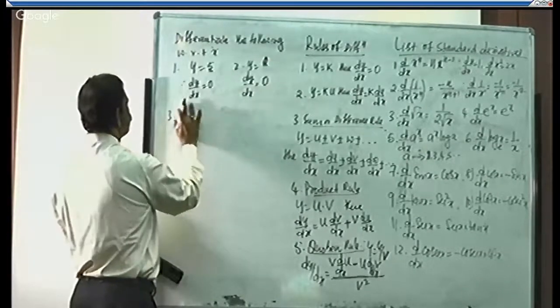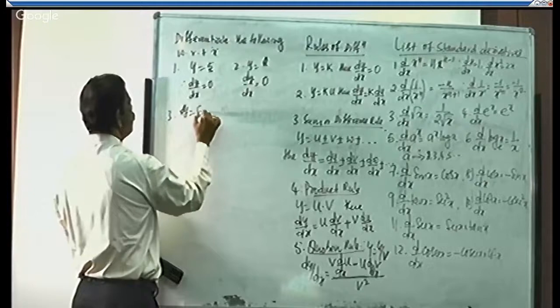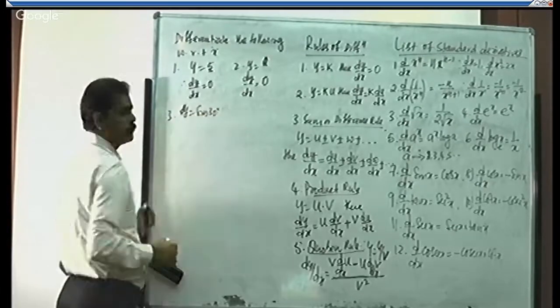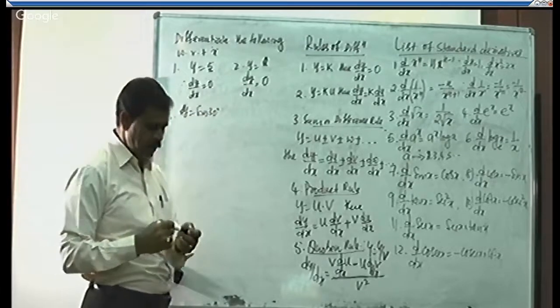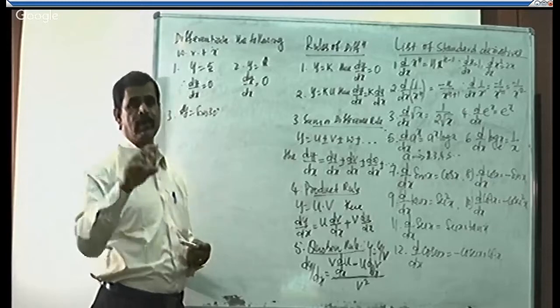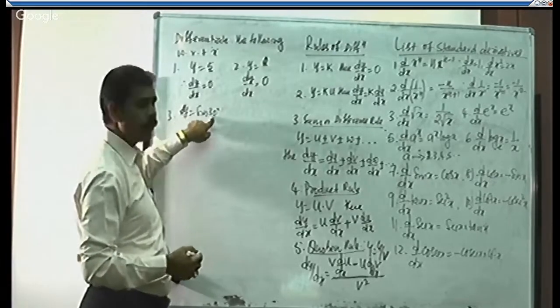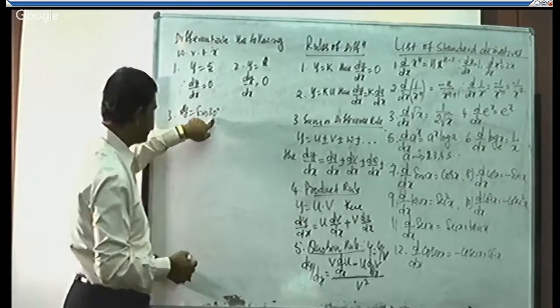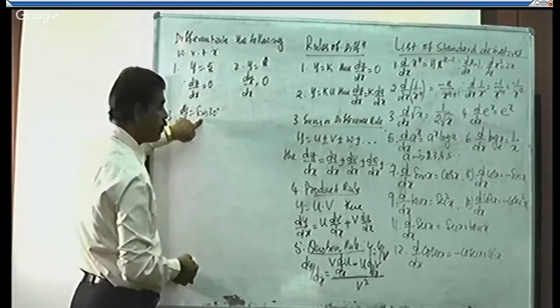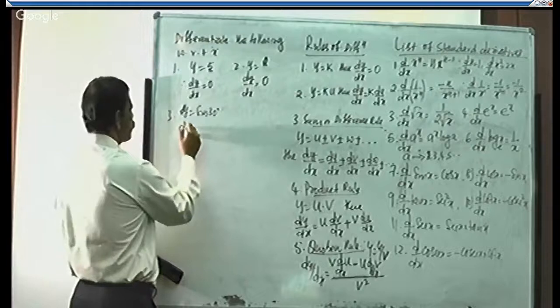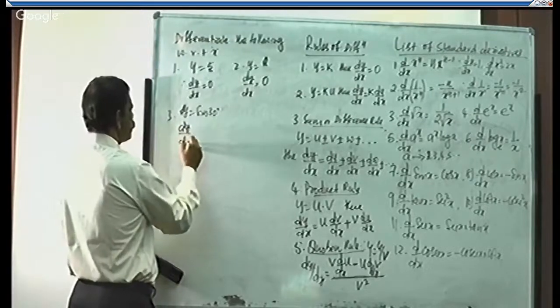Y is equal to sine 30 degree. What is sine 30? It is a numerical value. We don't have x here, right? Therefore, it is treated as a numerical value whose derivative is 0. Dy by dx is equal to 0.